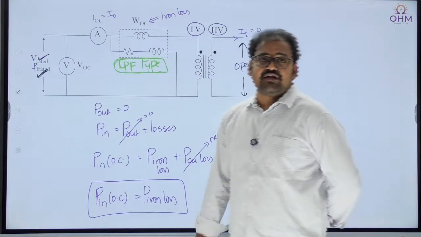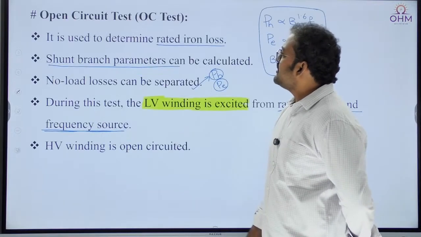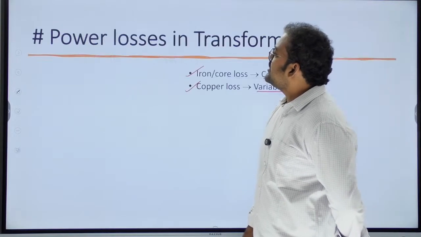Now how to calculate shunt branch parameters using this open circuit test? You remember I told you already during no load condition. Let me go back.